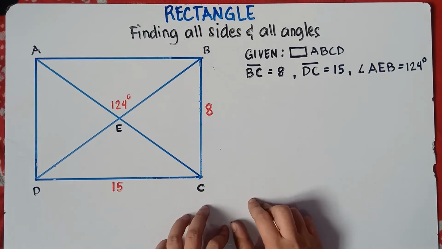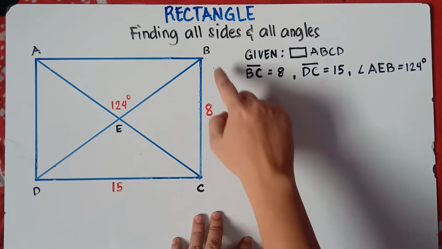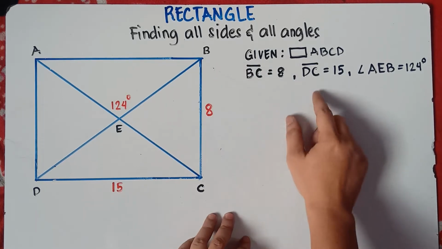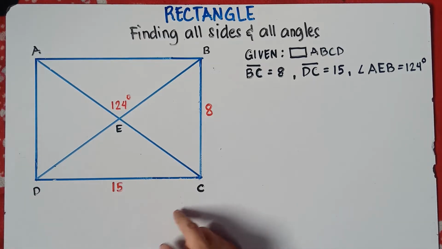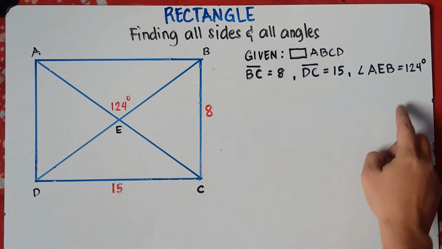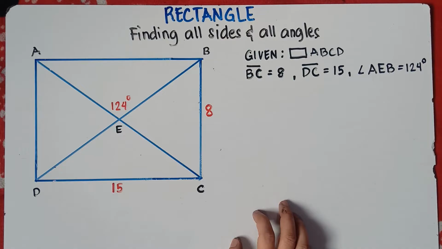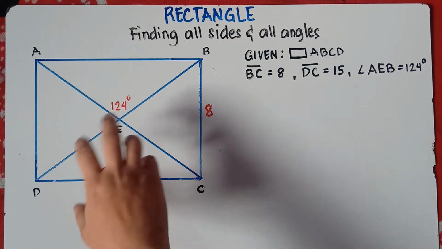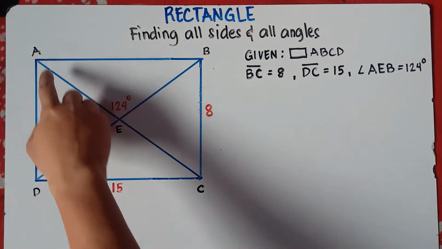Alright, so let's start. We have given BC, that is 8. Okay, this side BC is 8, and side DC is 15. And we have given angle AEB, that's 124 degrees. And you're told to find all sides and all angles. So let's start first, class, in finding all angles. We have 124 degrees for angle AEB.